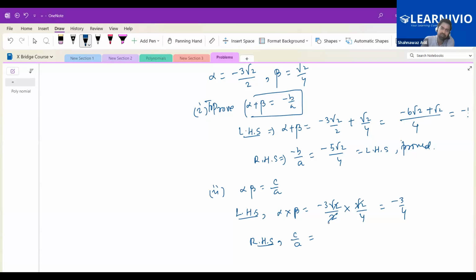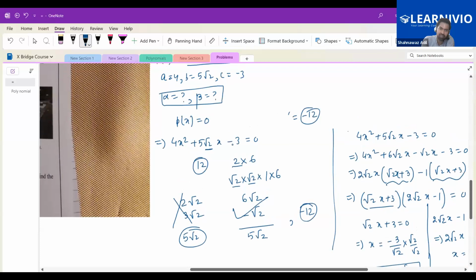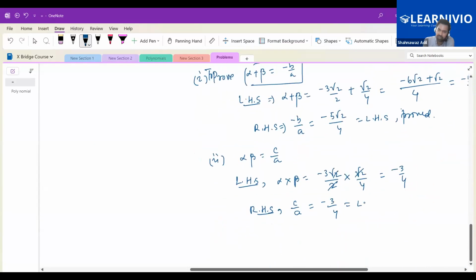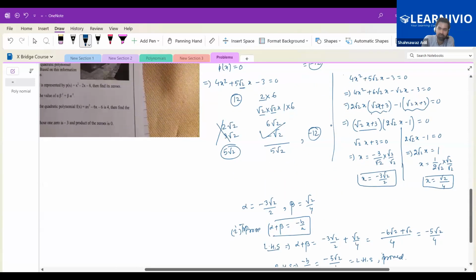So c is how much? c is minus 3 and a is 4. So minus 3 by 4, which is LHS. So this is how we prove the relationship between zeros and coefficients. Right. This is the question. Is it clear to you?